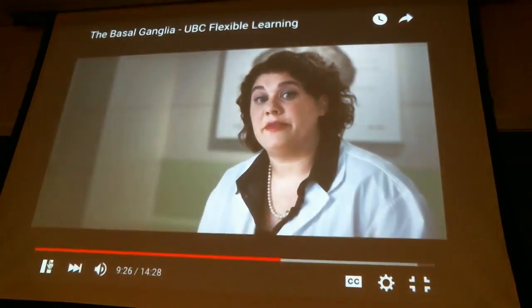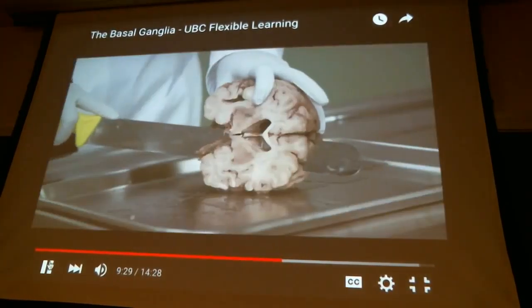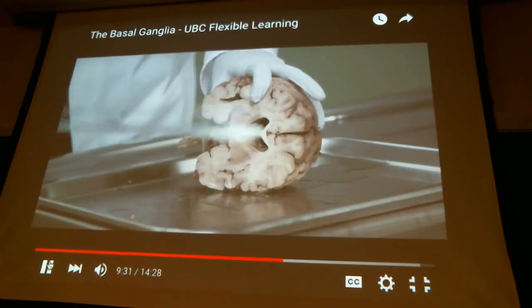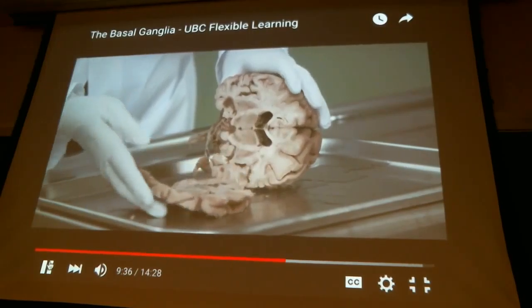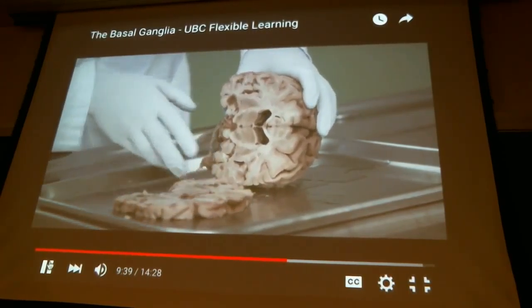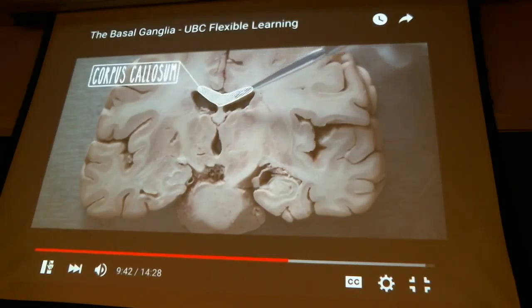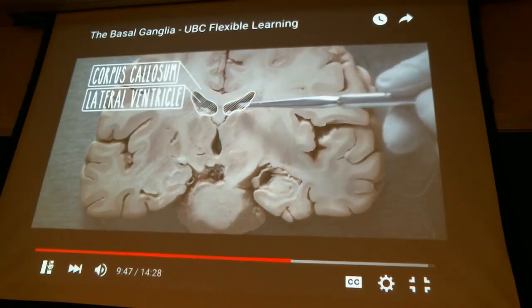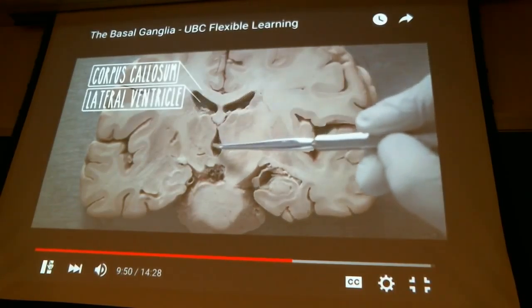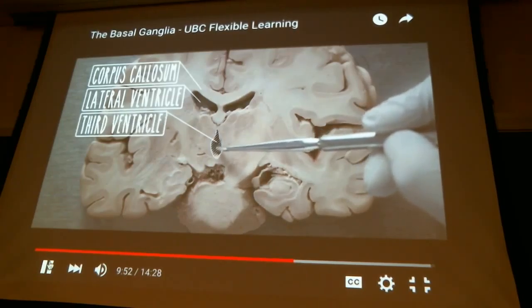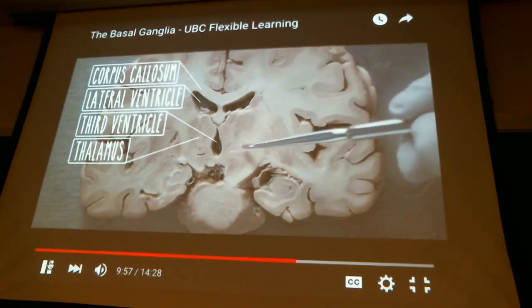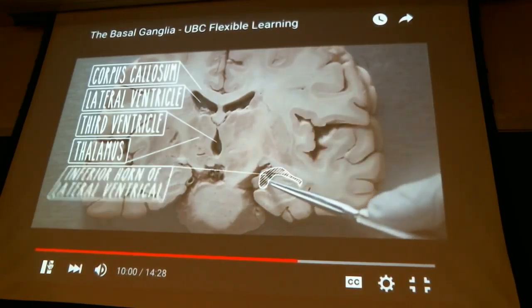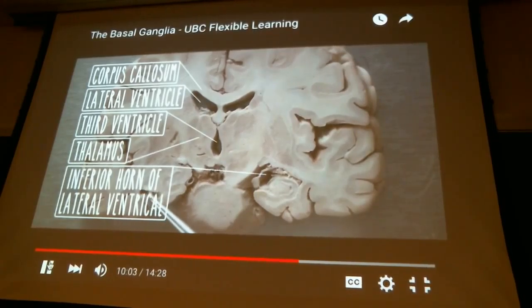Let's have a look at the anatomy of all nuclei in cross-section. This is how we commonly view these structures using MRI or CT scanning technologies. This is a coronal section through the brain. Let's have a look at our landmarks. Here's corpus callosum. These are the lateral ventricles. This here is the third ventricle, and the thalamus is on either side of the third ventricle. And here's the inferior horn of the lateral ventricle.